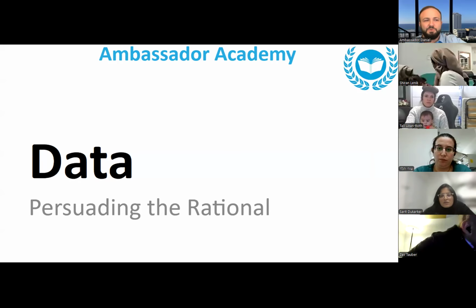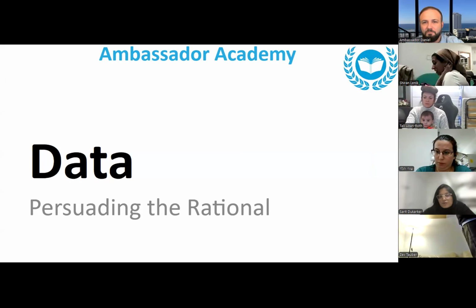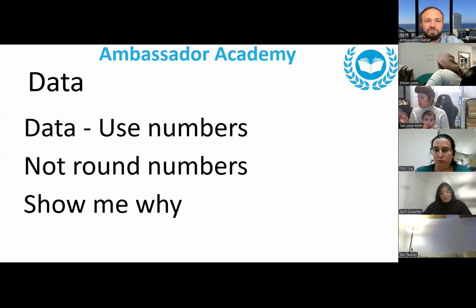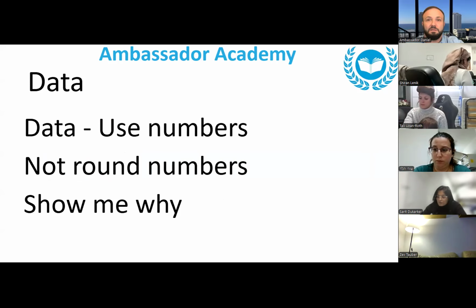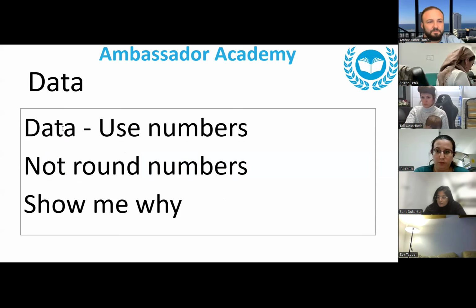So data. This is persuading the rational part of the mind. For data, my recommendation is to use numbers. Not round numbers, and through that show us why what you're offering is correct. Why practicing is not a good thing to do before your first improv class. Give information from researchers, yes, exactly.